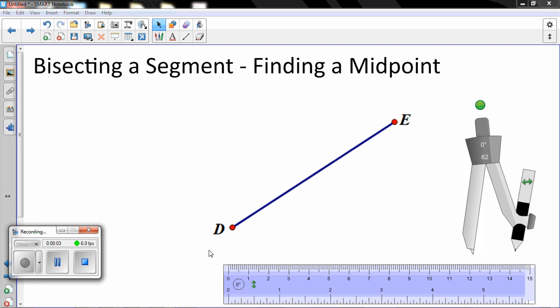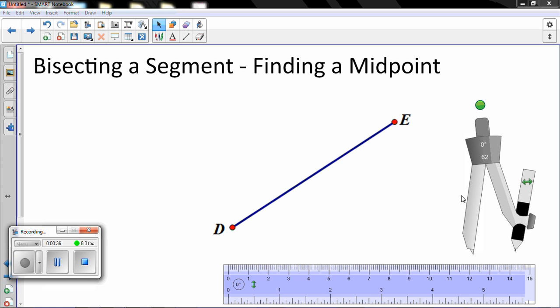Okay, if we want to bisect a segment, then that means we want to split a segment in half. That's the same thing as finding the midpoint of the segment. Now, I can certainly do this by folding my paper. I can fold the segment, let's say I'm looking at segment DE that's on my screen. If I have that segment drawn on my paper, then I can fold it so that point D is on top of point E. I can make a crease mark in my paper, and that crease mark would represent my midpoint. That would represent the bisector of the segment.